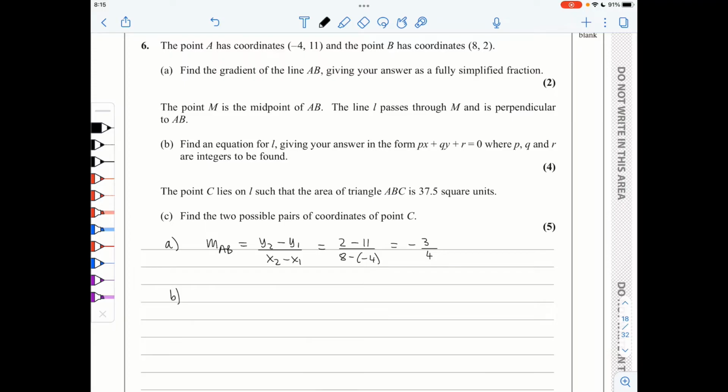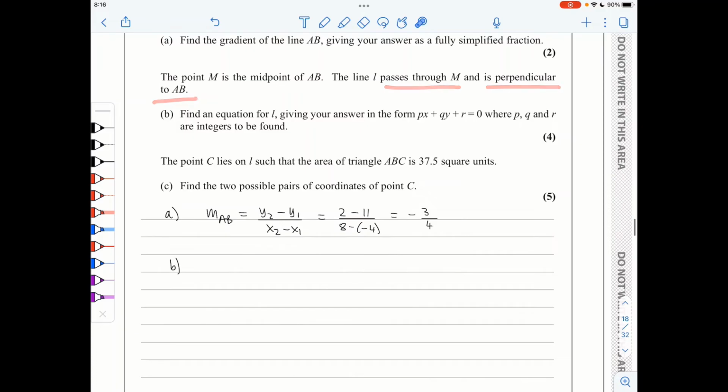Now, the point M is the midpoint of AB, and the line L passes through M and is perpendicular to AB. So let's start with the fact that it's perpendicular. It means that the gradient of L is 4 over 3. I'm using the fact that if two lines are perpendicular, then the product of their gradients is -1, and it's really handy to just flip and change the sign to get the gradient of the perpendicular.